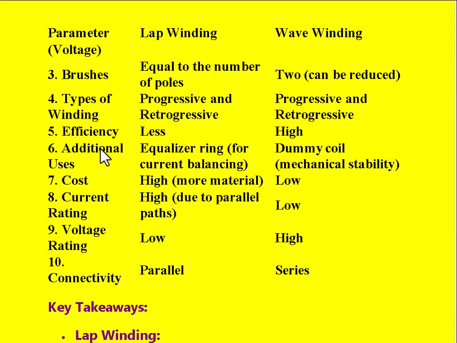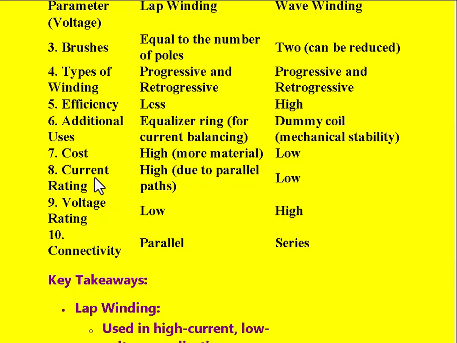And the additional uses: in case of lap winding, we need an equalizer ring for current balancing, whereas in case of wave winding we need a dummy coil for providing mechanical stability to the armature. Next, cost. The winding cost of lap winding is more because it requires more material, whereas in case of wave winding the material required is less, so the cost is also less.